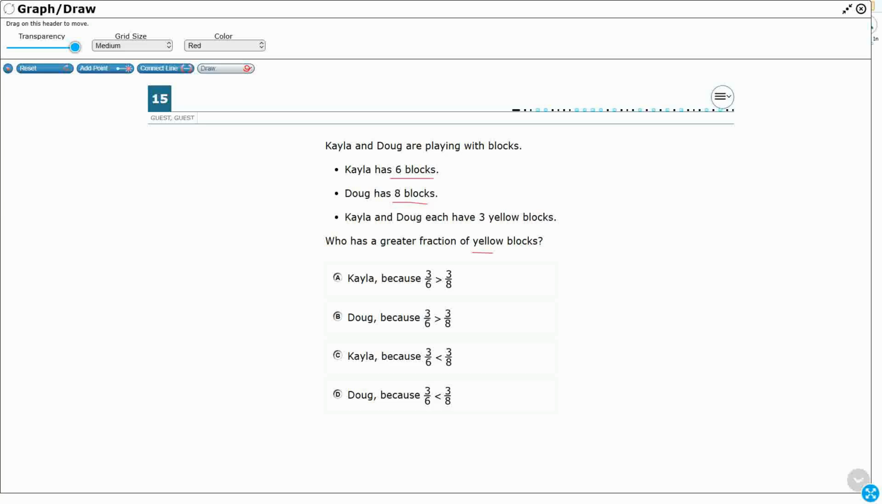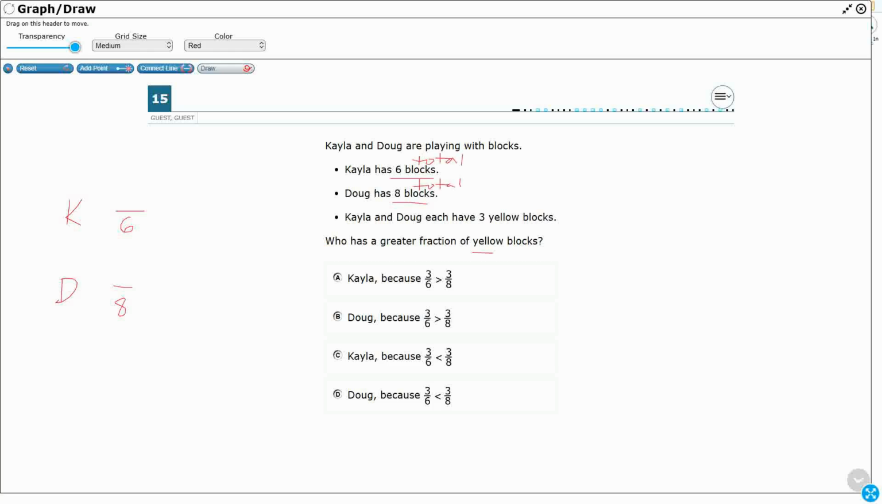First, we can compare these fractions without pictures, then we can draw some pictures, but it's a little bit tricky drawing pictures. You have to make sure you draw them the correct sizes. So let's look at Kayla. Kayla has got 6 blocks, and so I'm going to put that as her denominator because that's how many total blocks she has. Now, Doug has got 8 blocks. I'm going to put that as his denominator because your denominator is always your total.